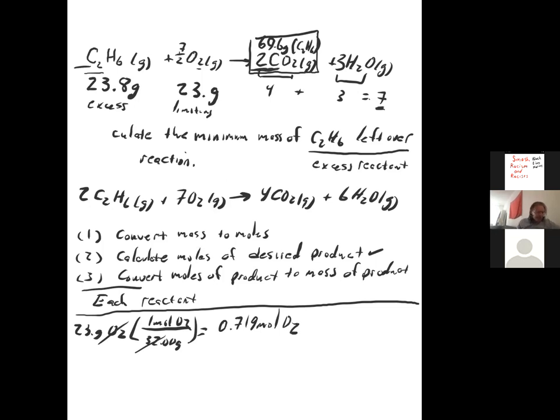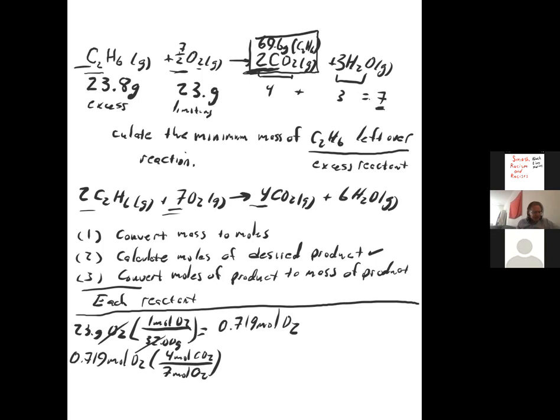Again, let's pick CO2. So it's 2 moles of CO2. I'm sorry, let's use this one over here. It's 4 to 7. So 0.719 moles of O2 times 4 over 7. 4 moles of CO2 per 7 moles of O2. By the way, it doesn't matter which of these we use. We could use this one or we could use this one. The ratios are the same. 7 to 4 is the same as 7 halves to 2.